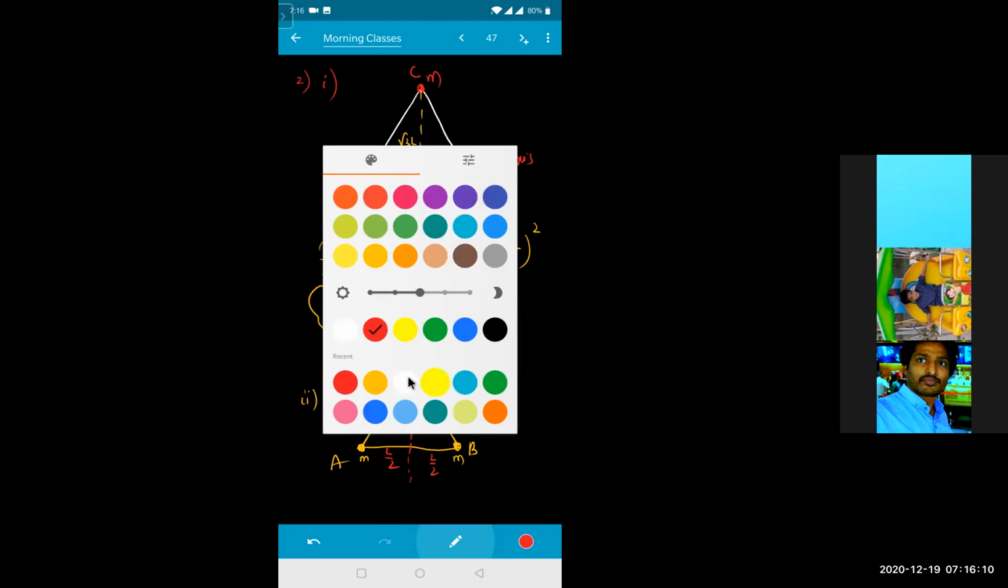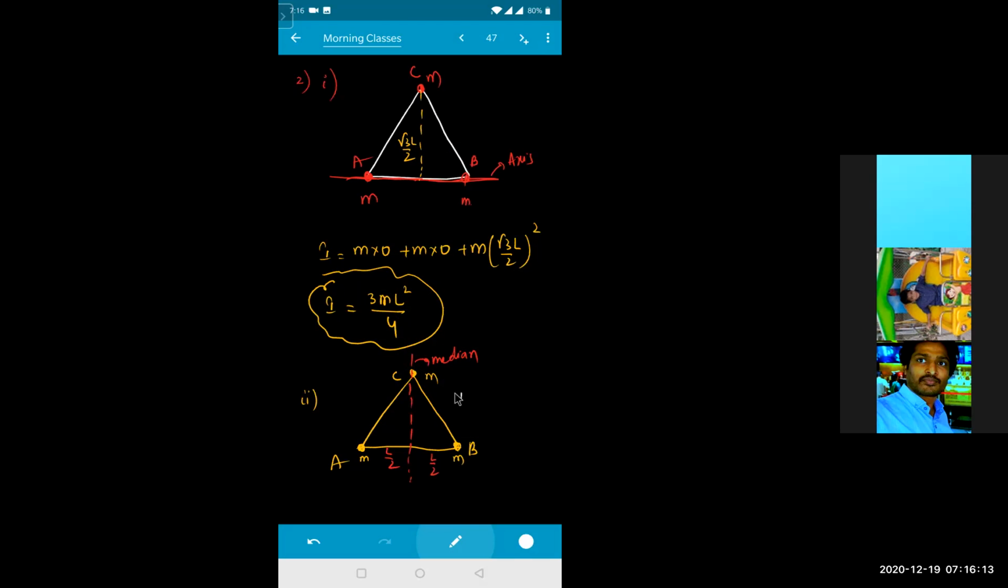So what will be the moment of inertia, beta? I will be equal to m into 0 for this one, plus the remaining: m into (L by 2) whole square plus m into (L by 2) whole square. So this becomes m L square by 4 plus m L square by 4, and this will become m L square by 2.